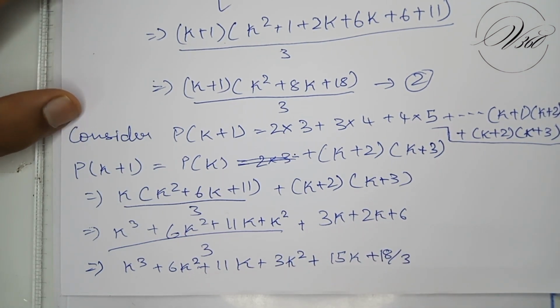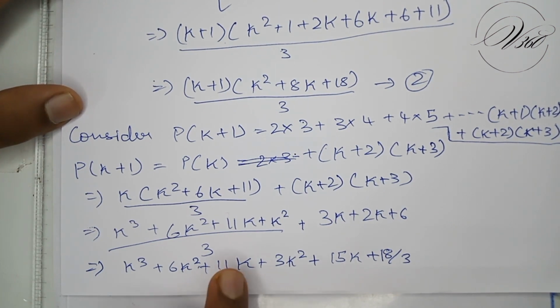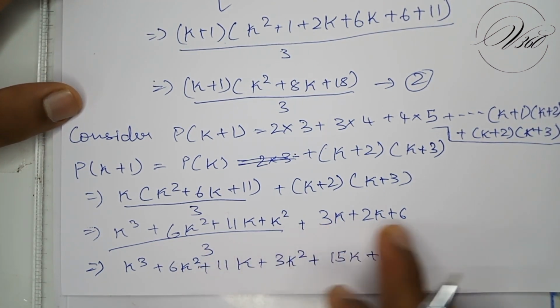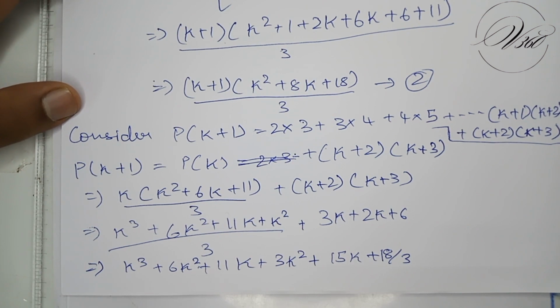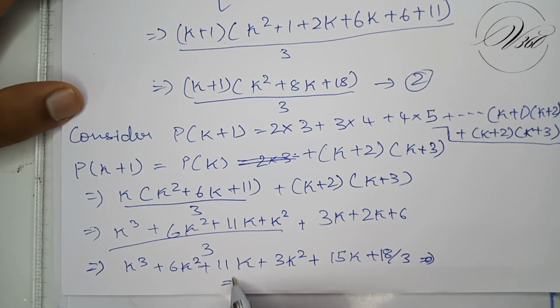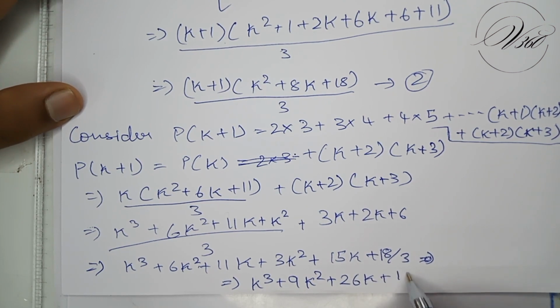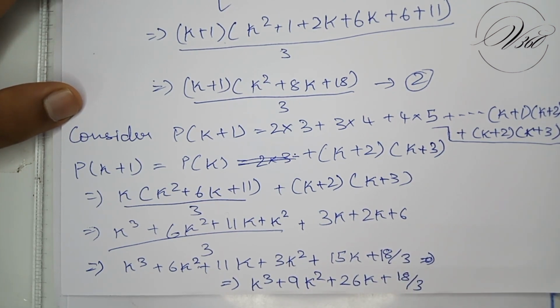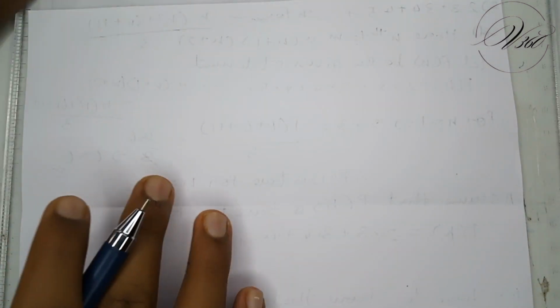How did I get this? By taking LCM. Here I took LCM for this and I got this answer. Now I'll write here: we'll get (k³ + 9k² + 26k + 18)/3. Now here we are going to do the synthetic division.